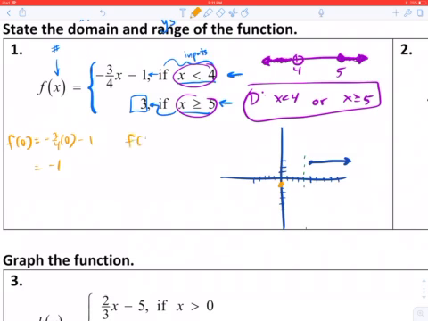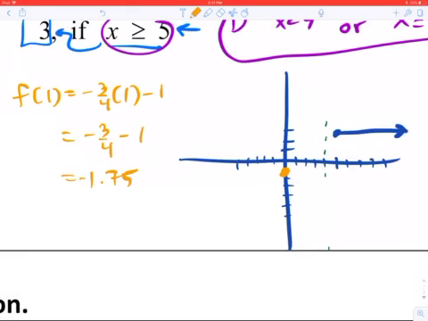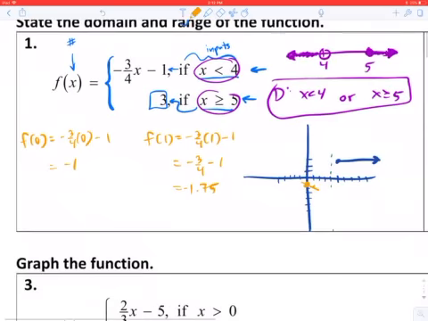Well, what if I did f of 1? Well, that would be -3/4 times 1 minus 1, or -3/4 minus 1, or -1.75. And I'm going to go ahead and convert that to decimal, so it'll be a little easier to graph. And okay, so this is going to continue on this trend of a downward looking graph.